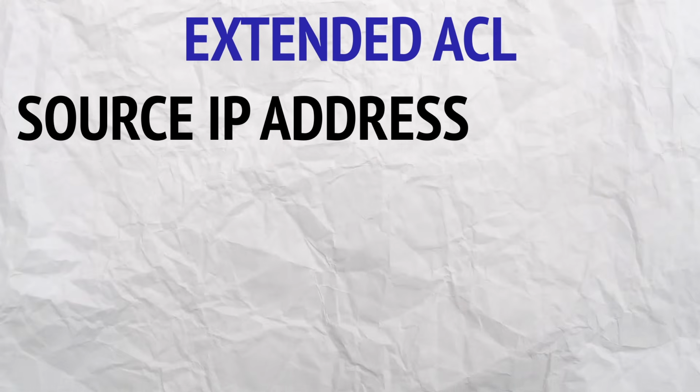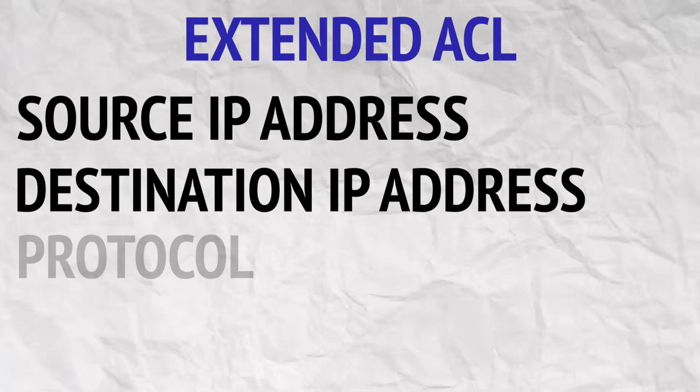So what is an extended ACL? An extended ACL can filter traffic based on the source IP address, the destination IP address, the protocol, and the port number. So compared to standard ACLs, extended ACLs are a lot more specific, and that's why they're used a lot more in real networks. I actually don't even know why someone would use a standard ACL in a real network.